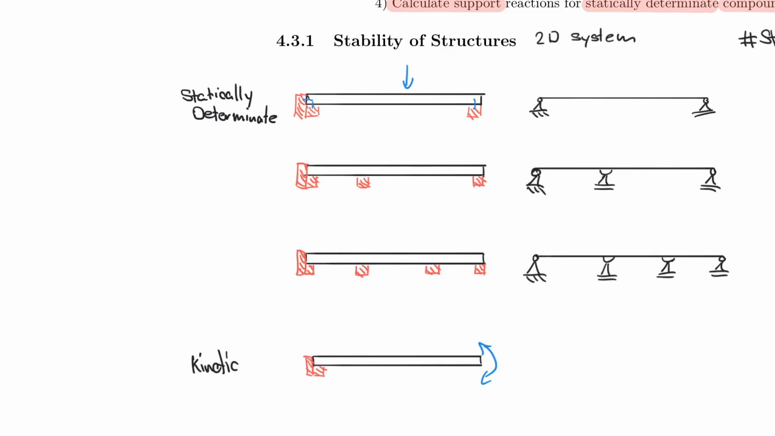Whereas the other systems are actually statically indeterminate, right? So statically indeterminate. And the problem is that the second one here is also statically indeterminate.